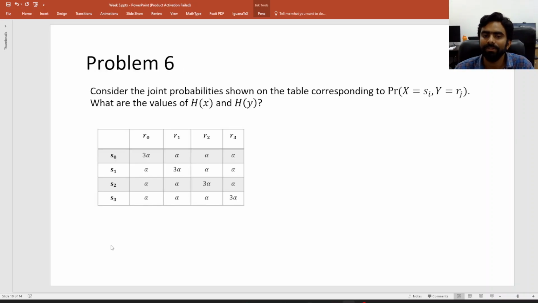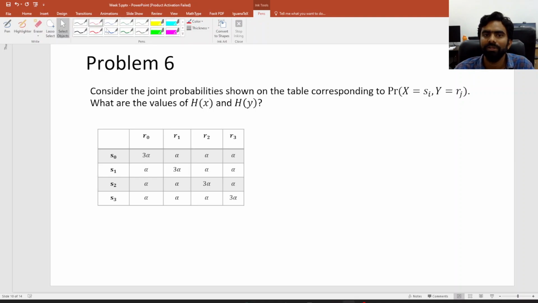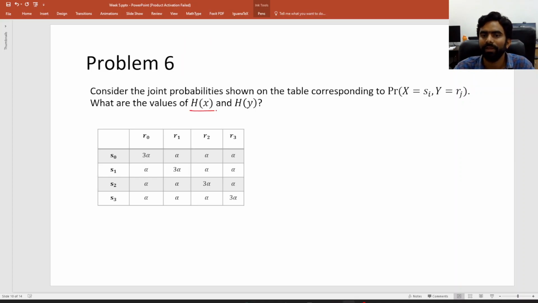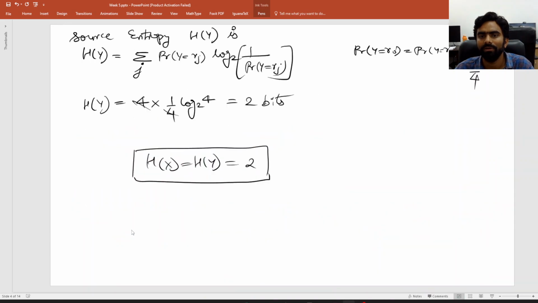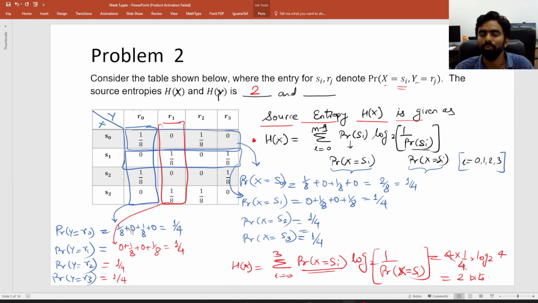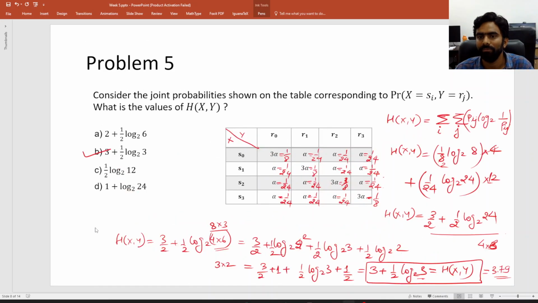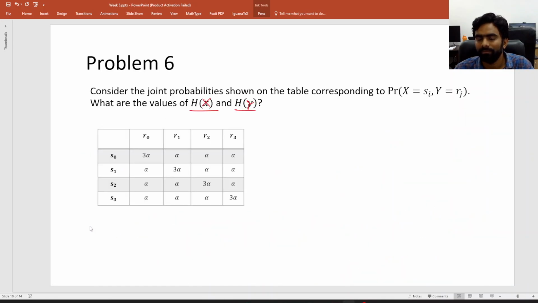Now problem number 6. So the same table, but here we have to find the values of marginal entropies, that is h of x and h of y. I think I have already solved this in problem number 2. We have already seen this type of problem, but here the table is different.